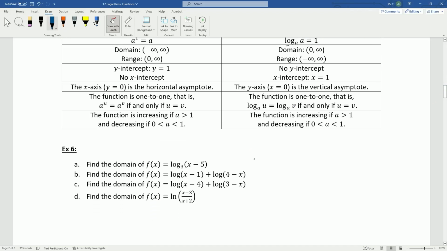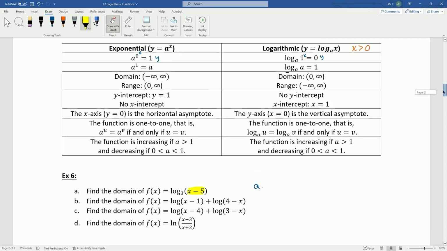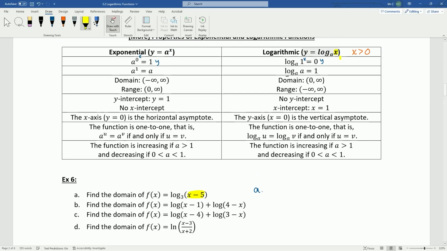So when we look at example A here, what do we know? It's the input that has to be greater than 0. That's the thing that's important, because here the input was just x. Now our input is x minus 5. So it's the input that has to be positive. So x minus 5 has to be positive. So x is greater than 5. So the domain is 5 to infinity.